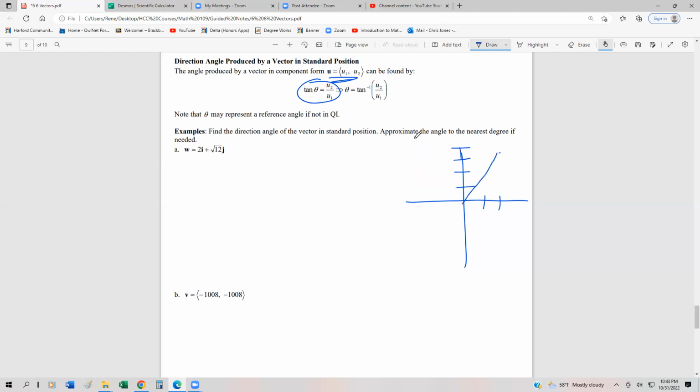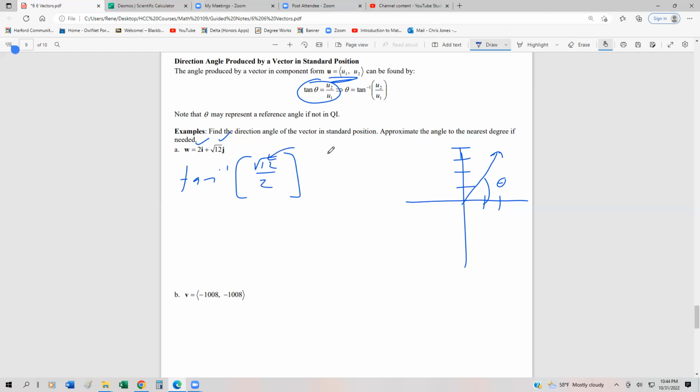Okay, so when we get our theta, it should be in quadrant 1, right? And so what we're going to do is take the inverse tangent of the y coordinate divided by x, because remember, tangent is y over x, okay? And unfortunately, I don't know if this one works out nicely.